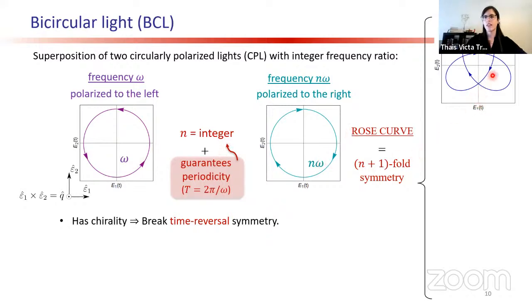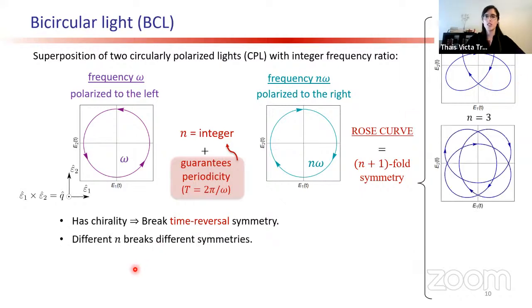This is a rose curve like this. The rose curve will have n+1 fold symmetry. Since each of the circularly polarized lights has a chirality, this combination also has a chirality, so it breaks time reversal symmetry in the same way that circularly polarized light does. But because of this spatial pattern in the electric field, it also breaks crystal symmetries of the system. Let me go back. For example, if I look at this pattern here, it's clear that it will break this mirror at x, so y going to minus y is not a symmetry of the system anymore. It also breaks, for example, four-fold rotation. But a light like this would preserve three-fold rotation because it's a three-fold symmetric rose.